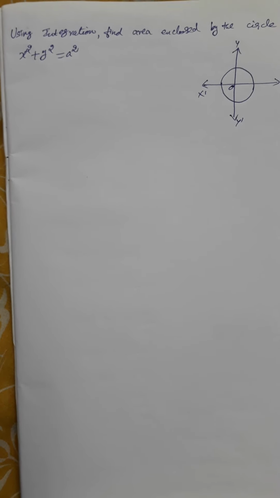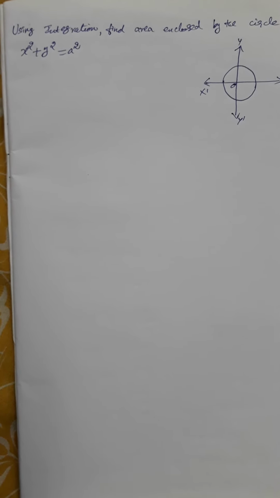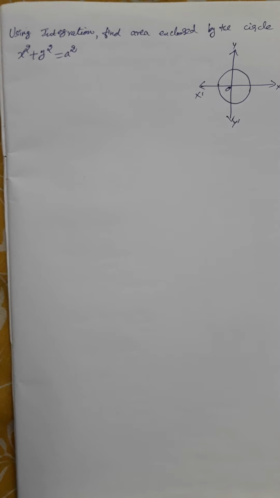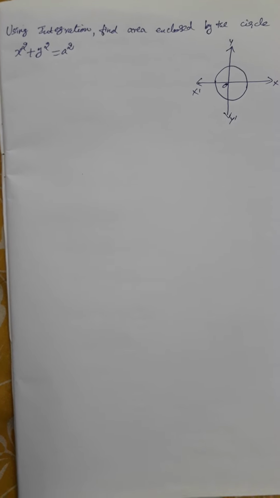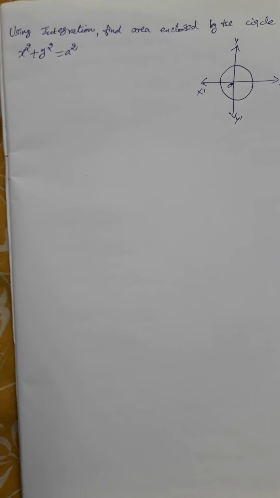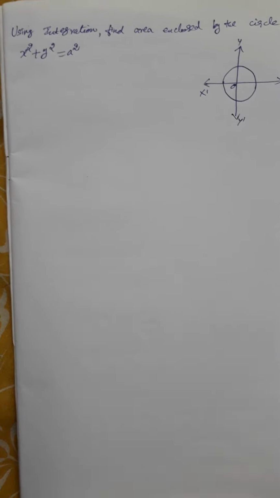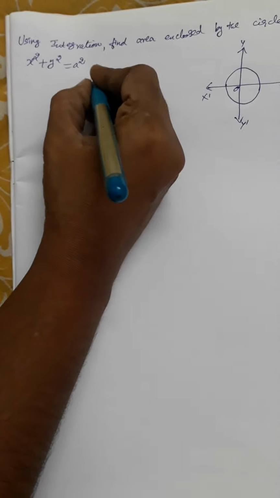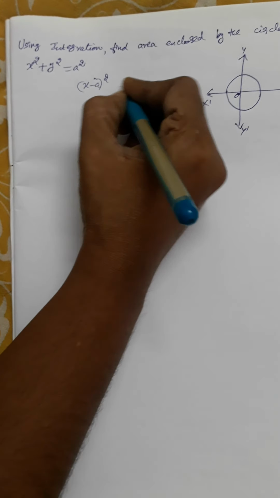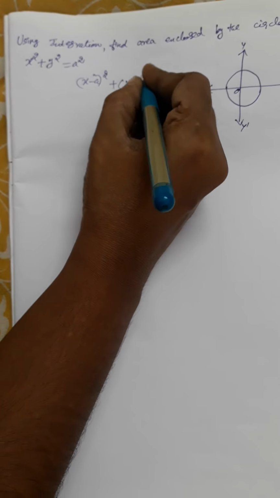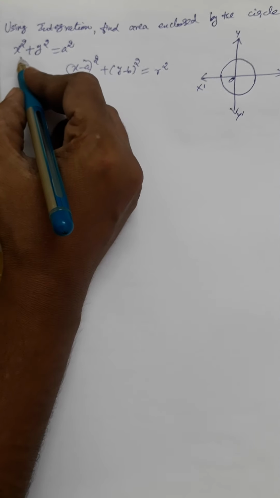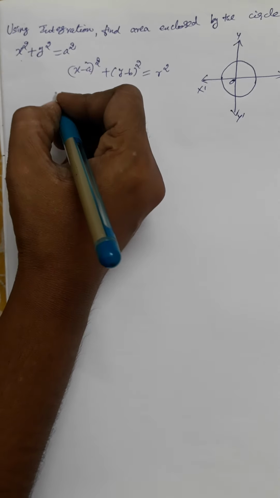Now we are going to see the problems under applications of integrals. Here, using integration, find the area enclosed by the circle x square plus y square equal to a square. So here the given equation is the equation of a circle. The equation of a circle is normally (x minus a) the whole square plus (y minus b) the whole square equal to r square. But our equation is x square plus y square equal to a square.